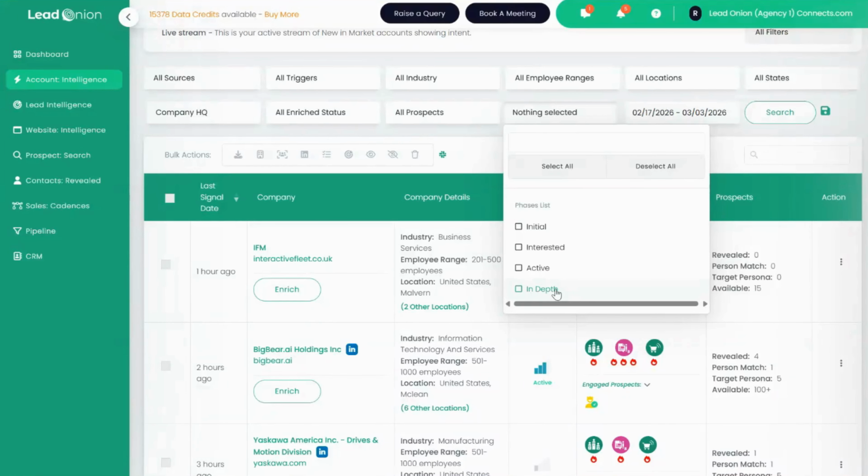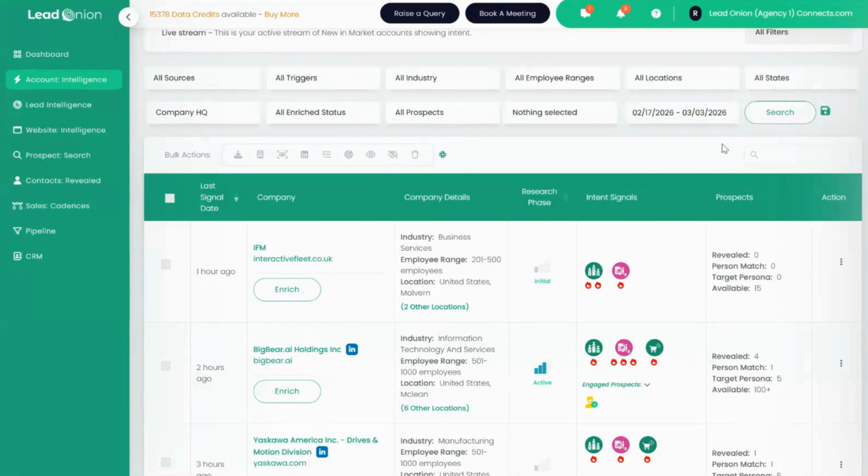Best case scenario here, marketing are warming accounts up from the time they show that first initial signal, so that by the time their phase gets to in-depth, they've already had strong interactions with your brand, and therefore sales are much easier able to convert them. Built into Lead Onion is a unique scoring model that's available to you out of the box, but we also have the tools to customize this scoring model to better fit your business.